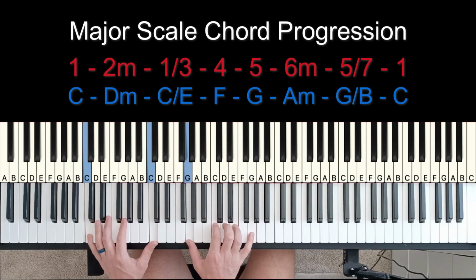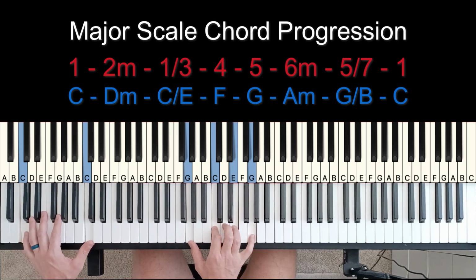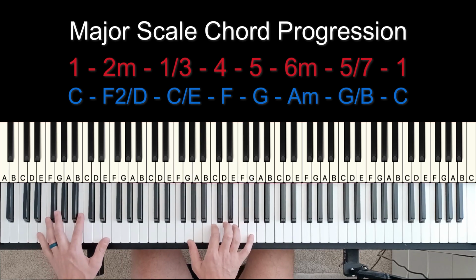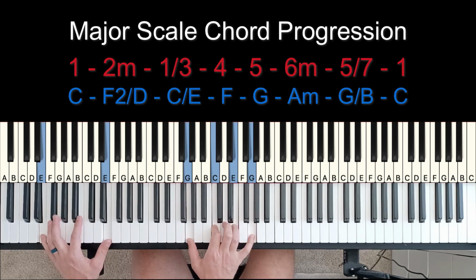Here's your 1 chord, which is a C, and you have octave Gs. Actually, we'll start down here. And then here's an F2 over D. So here's your F chord, and you add a 2, and you're playing it over a D. So that's in place of a 2 minor. And then your 1 over 3 is a C over E.